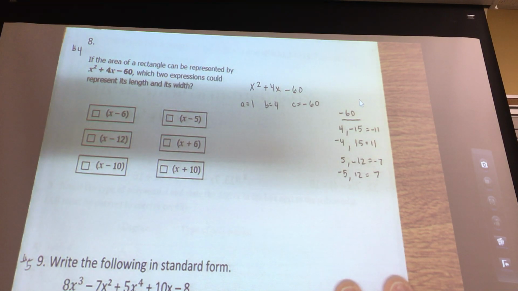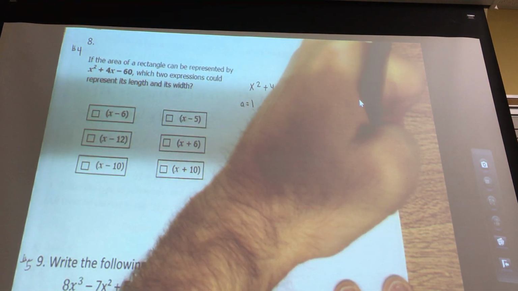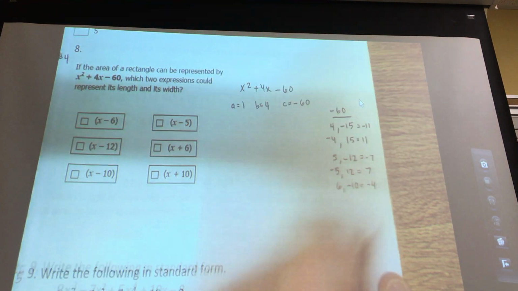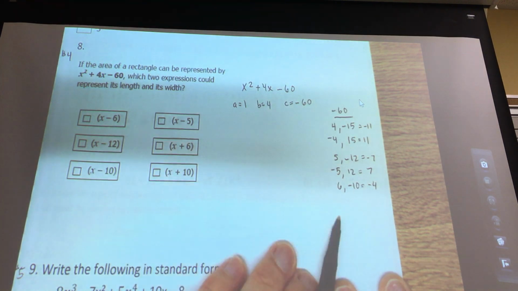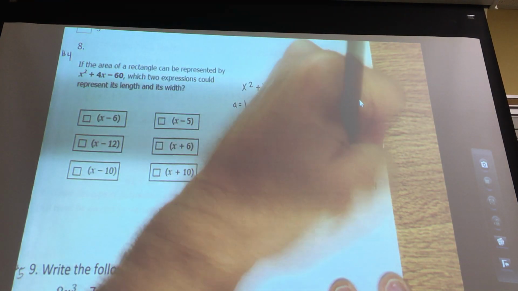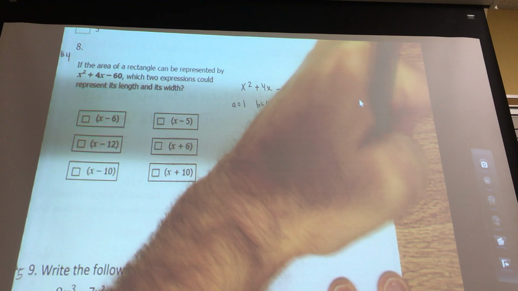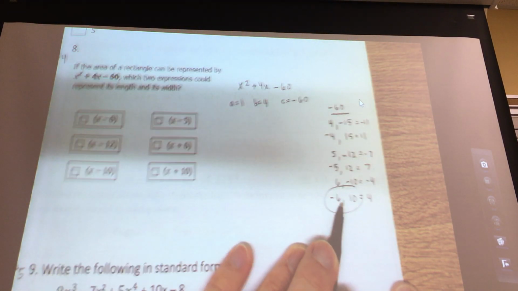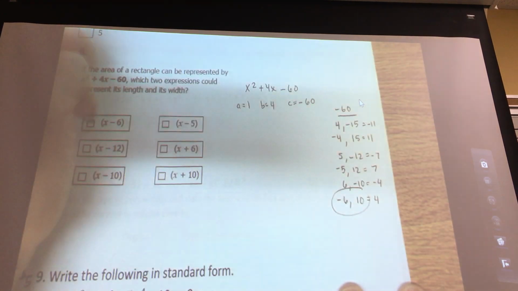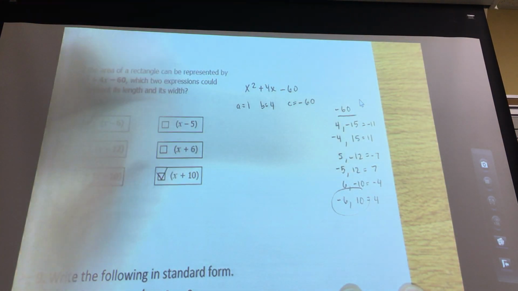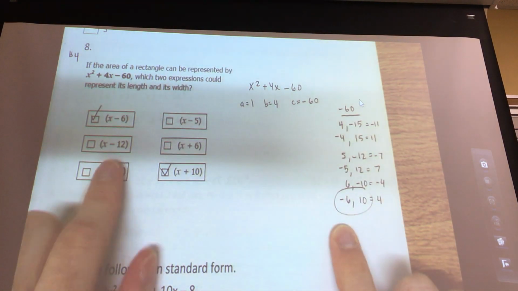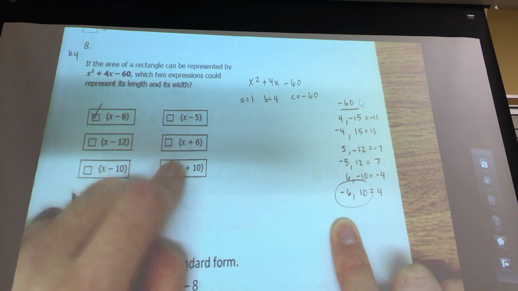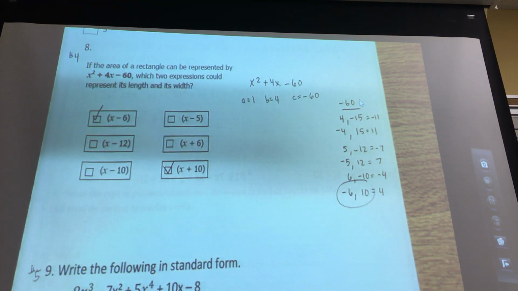Let's see, what would be next? 6 and negative 10. 6 times negative 10 is negative 60. That is negative 4 when you add them together. We want it to be a positive 4, though, so that does not work. So our answer would be negative 6 and positive 10, which gives you a positive 4. That would be your two binomials, which if you look over here, we have x minus 6 here and x plus 10 here. So that is how you get your two binomials. And like I said, you could have multiplied this by all 3 of them to see which one works by foiling it if you wanted to do that.